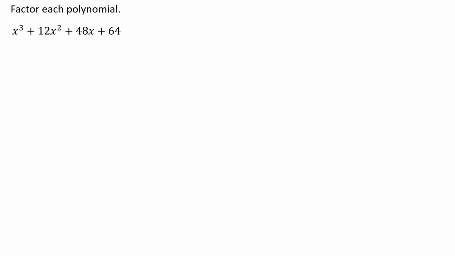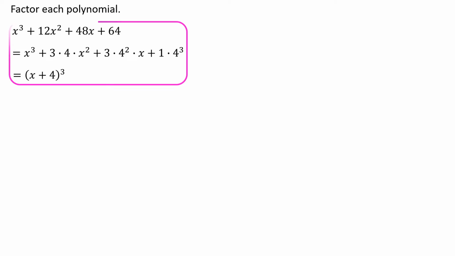I'm thinking this is just a perfect cube, right, from Pascal's triangle. 1, 3, 3, 1. Right? 3 times 4 makes it 12. 3 times 4 squared made the 48. And 1 times 4 to the third made the 64. We're just looking at x plus 4 to the third power.